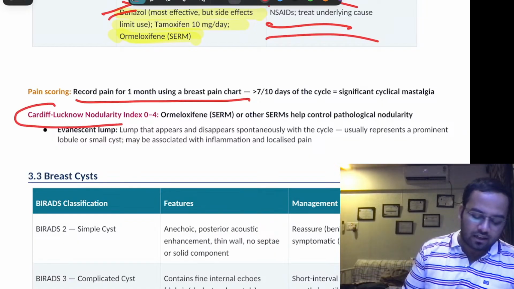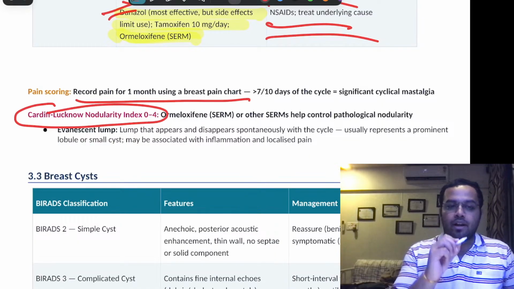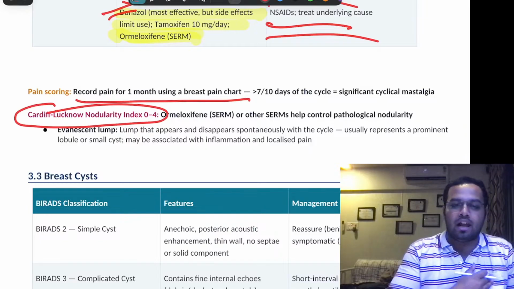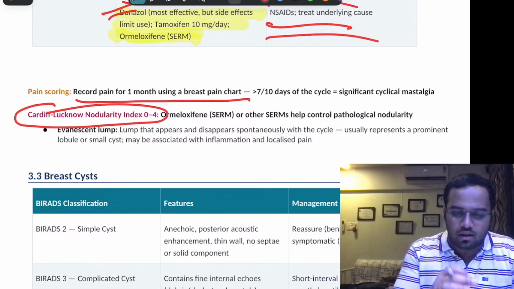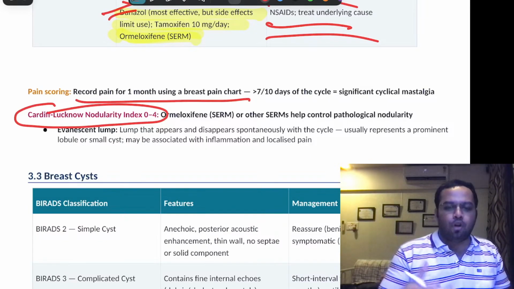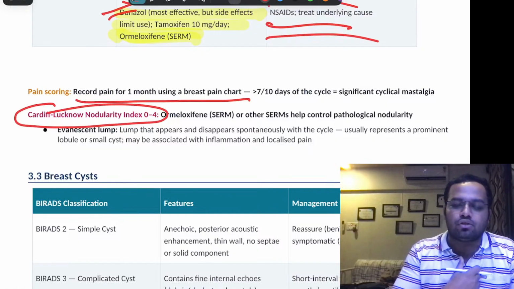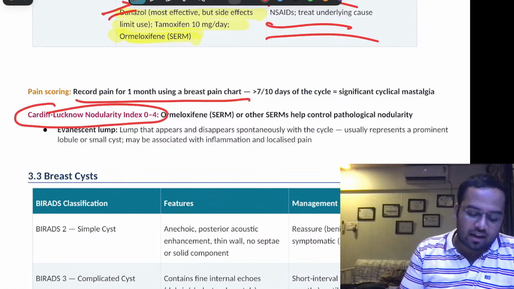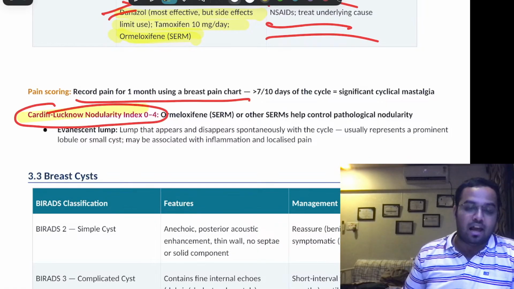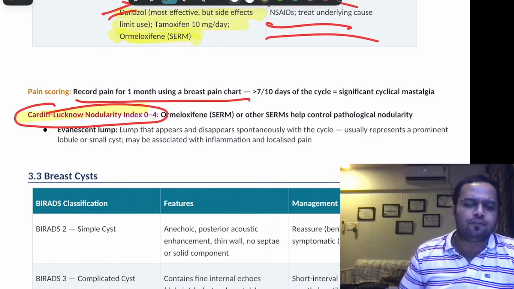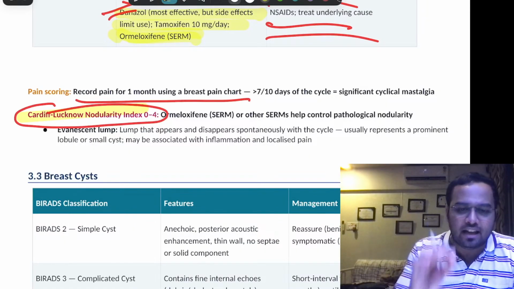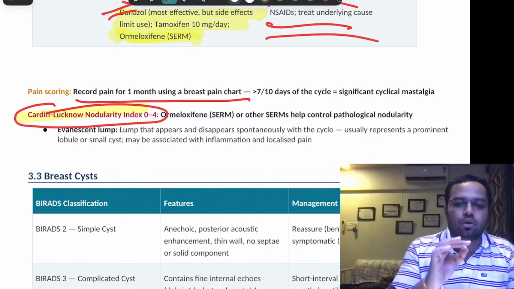And this is the Cardiff-Lucknow nodularity index. Whenever you check the nodularity of the breast, patients in the reproductive age group, because of constant wear and tear, are going to have what is called a nodular breast. So there comes the Cardiff-Lucknow nodularity index. What is the Cardiff-Lucknow nodularity index? It is defined by an Indian surgeon, about the nodularity of the breast.